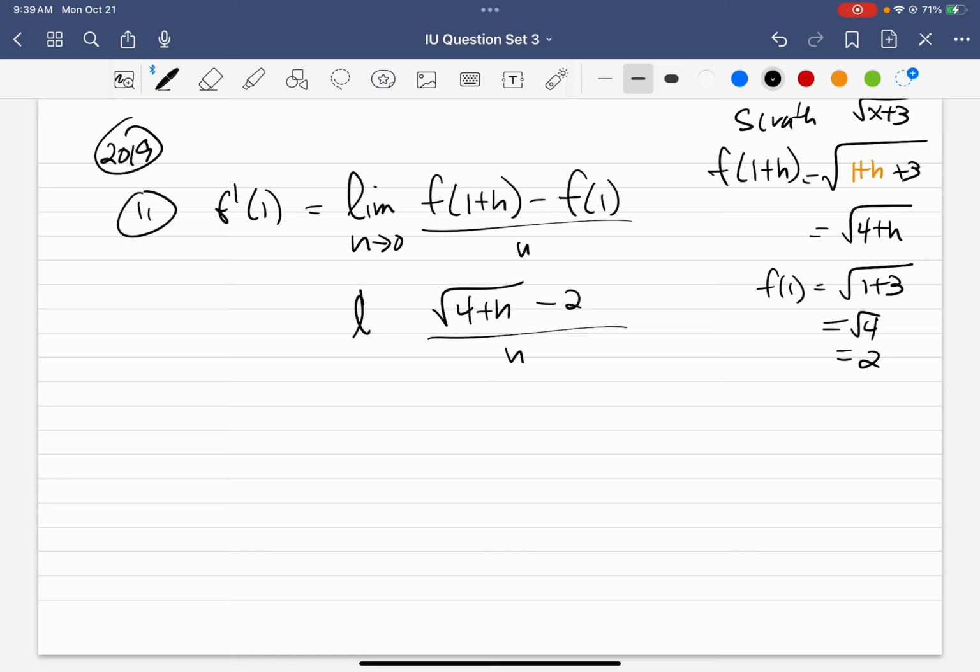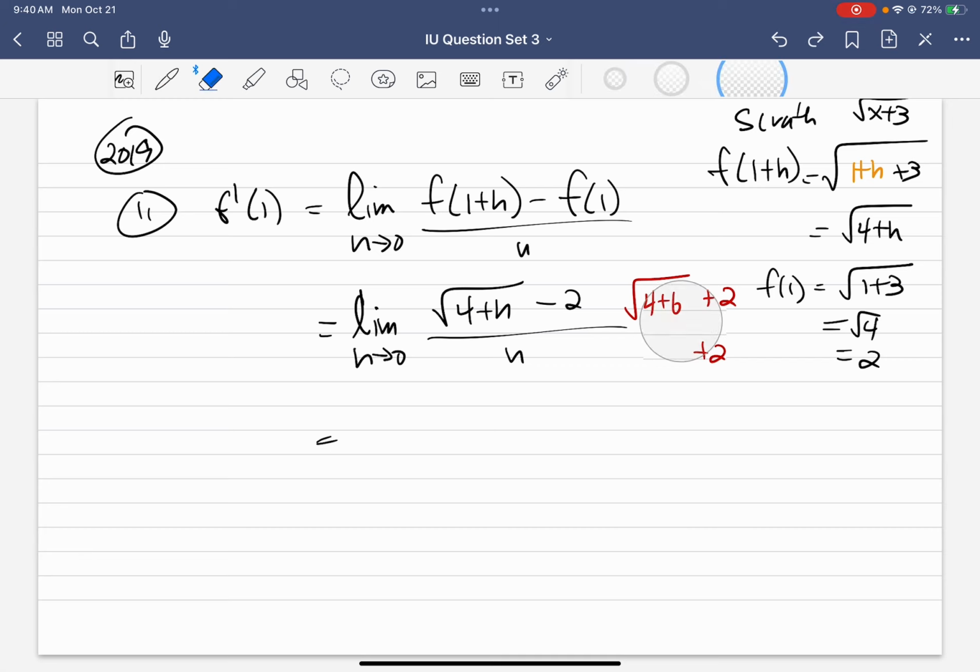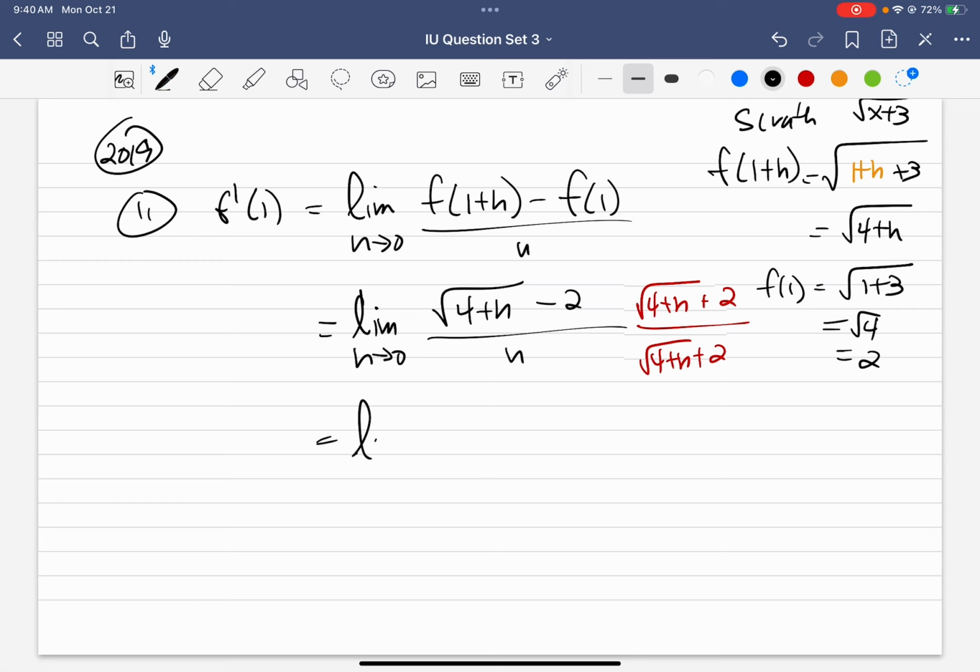all over h. So then this looks like a limit problem that we've done before, where we use our old friend the conjugate, where I just change the middle sign, but use the same thing on top and bottom. So it's root 4 plus h. It's root 4 plus h. So you're going to end up getting 4 plus h minus 4 over h. 4 plus h plus 2.